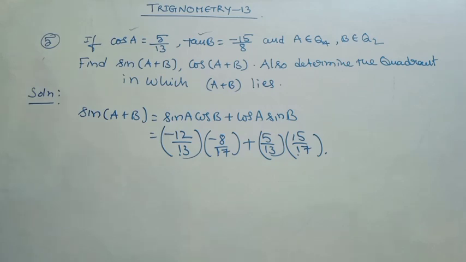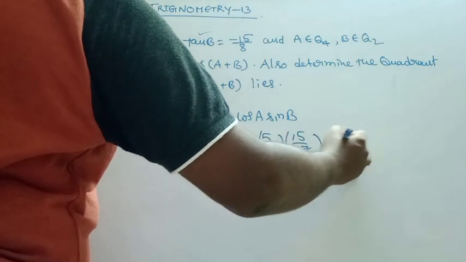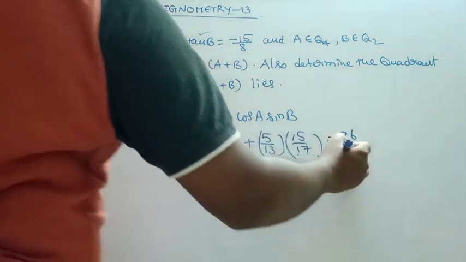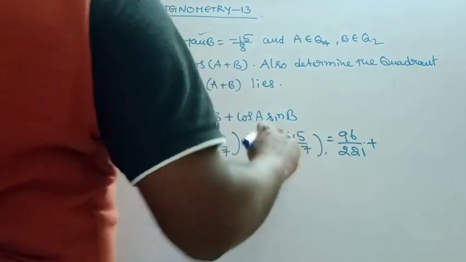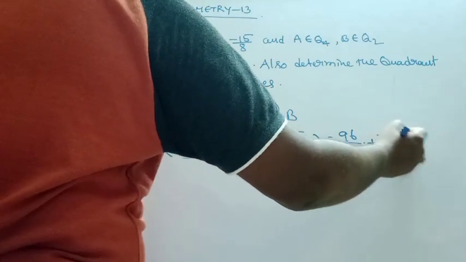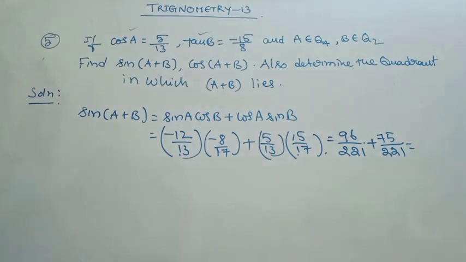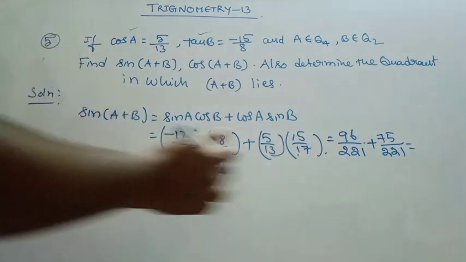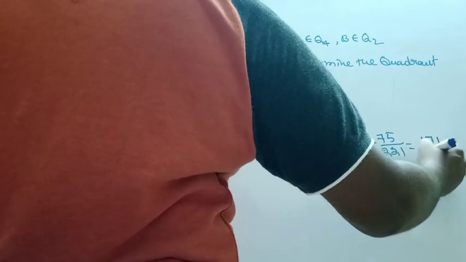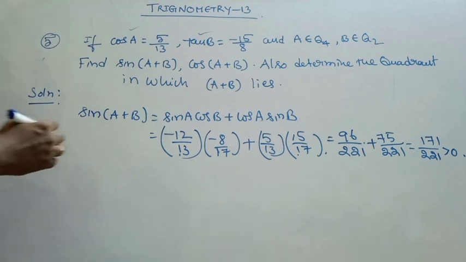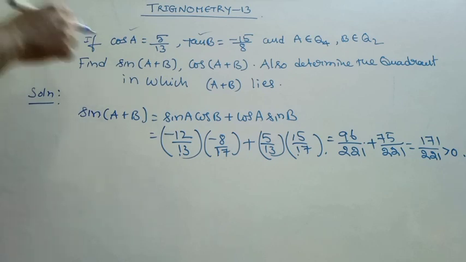If you simplify that value, minus into minus, 12 8s are 96 divided by 13 sevens, which is 221, plus 15 5s are 75 by 221. The total of 96 plus 75 is 171. This is 171 by 221, which is positive. In this way sin(A+B) is positive. First we have found sin(A+B).